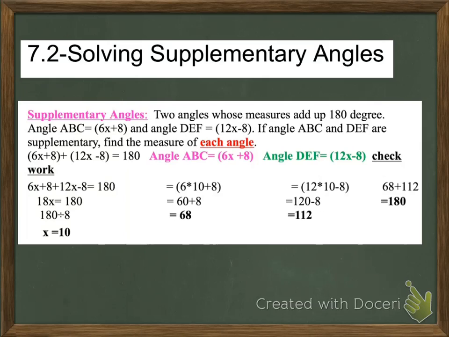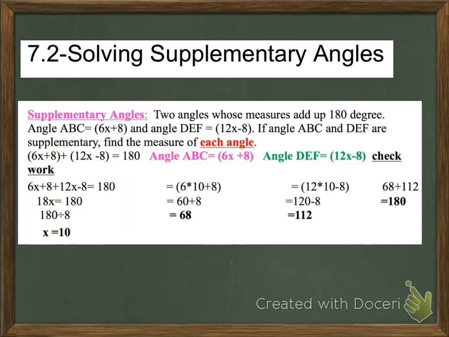Now it says find the measure of each angle. Angle ABC equals 6x plus 8. Now you plug in for the x: 6 times 10 plus 8, 60 plus 8 will equal 68. Angle DEF equals 12x minus 8. You just plug in for the x: 12 times 10 minus 8. 12 times 10 equals 120, minus 8 equals 112.